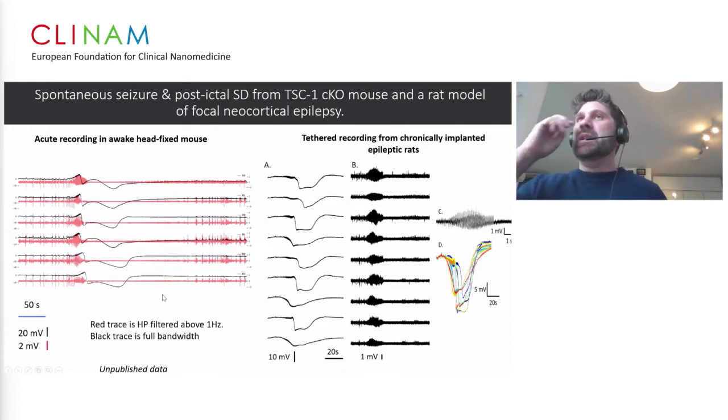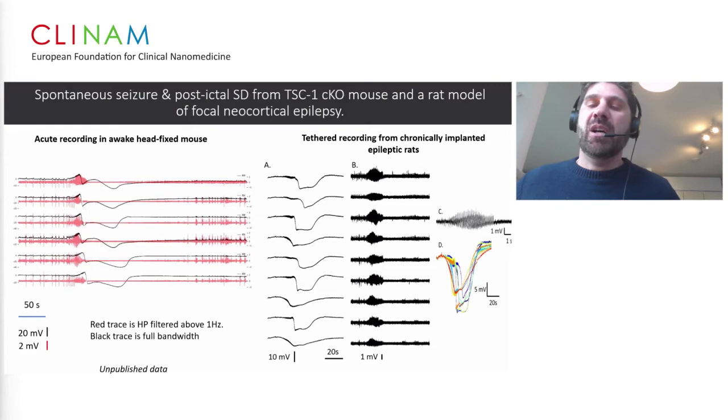We're moving now to be able to do chronic long-term recordings in rats. And so here is an example where we have a rat model of focal neocortical epilepsy, and we've chronically implanted an epidural device. And again, we're picking up spontaneous seizures now. And here again, please note that the scale bars are very different, but you can see here, this is the graphene transistor recordings. We have a seizure followed by a spreading depolarization. And if we do our trick of applying high-pass filtering, we just see the seizure.